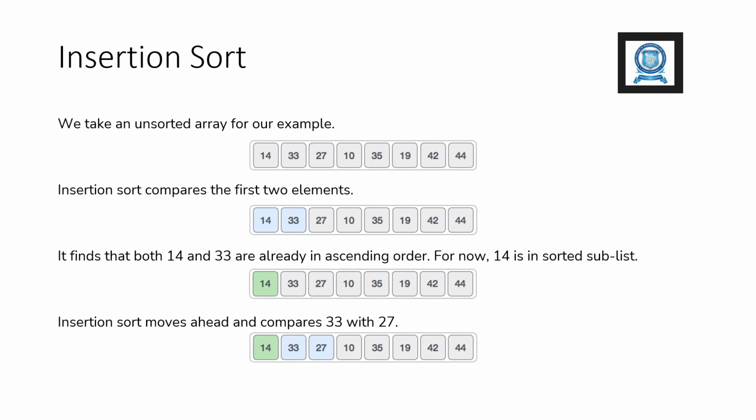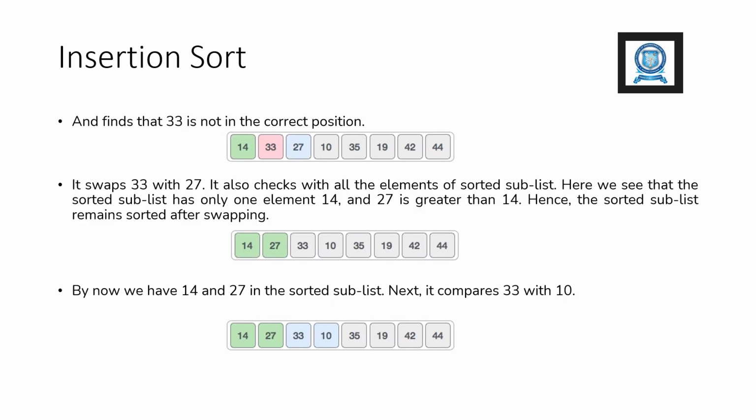Insertion sort compares the first two elements. It finds that both 14 and 33 are already in ascending order. For now, 14 is in sorted sublist. Insertion sort moves ahead and compares 33 with 27 and finds that 33 is not in the correct position. It swaps 33 with 27.